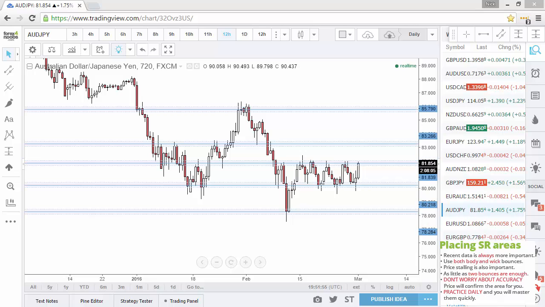Tomorrow's webinar, we're going to be discussing candlestick analysis. Candlestick analysis is a very important part of my strategy. And in conjunction with support resistance areas, candlestick analysis allows you to take really cool trades, which is what we're going to be discussing on Thursday. So tomorrow's webinar is on candlestick analysis.